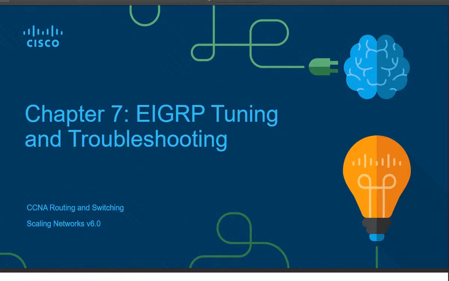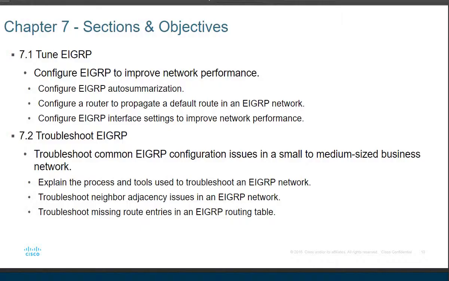Chapter 7, EIGRP Tuning and Troubleshooting, CCNA Routing and Switching, Scaling Networks v6.0.